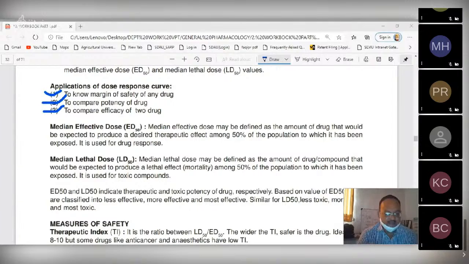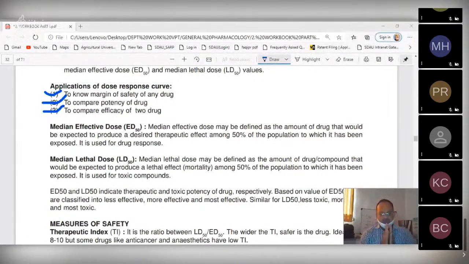Now, ED50 and LD50 is the base of pharmacology. Why? One represents the therapeutic effect and another represents the lethal effect. So whenever you are producing any drug, you need to find out the median effective dose as well as the median lethal dose. Now, ED50 and LD50 indicate what? They indicate the therapeutic as well as toxic potency of the drug. That means they are known as indices of drug toxicity.